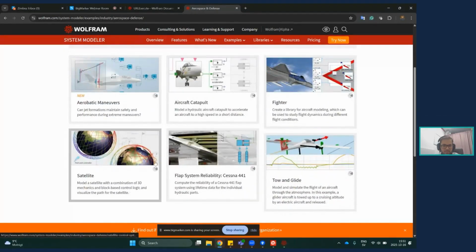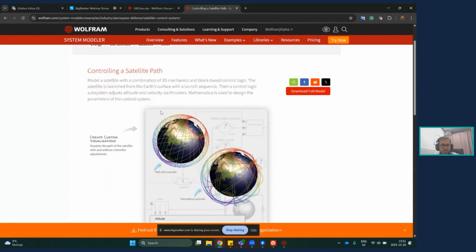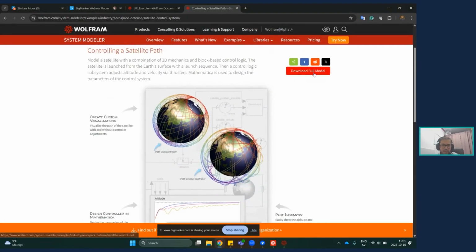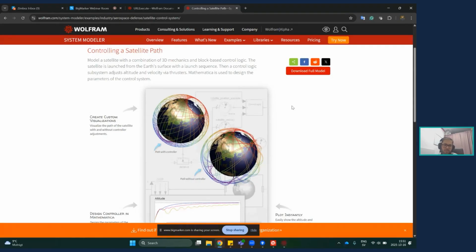Let me see if I have one. So for example, this is one of the examples where we model the motion of a satellite, and here you can actually download the full model and try it with System Modeler.